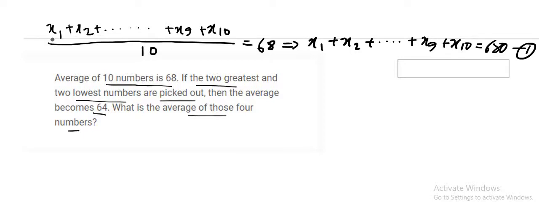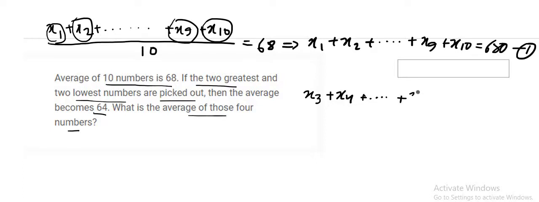We also see that if the two lowest and the two largest numbers are picked out, since it's chronologically ordered, the two lowest numbers would be x1 and x2, and the two greatest numbers would be x9 and x10. So it says that if these numbers are taken out and a new average is taken, then the number is 64. So in that case, since we're taking out x1 and x2, it begins with x3, x4, and continues until x8, since we are also taking out x9 and x10. And since we have taken out 4 numbers, now there are 6 numbers. So the new average now becomes 64.